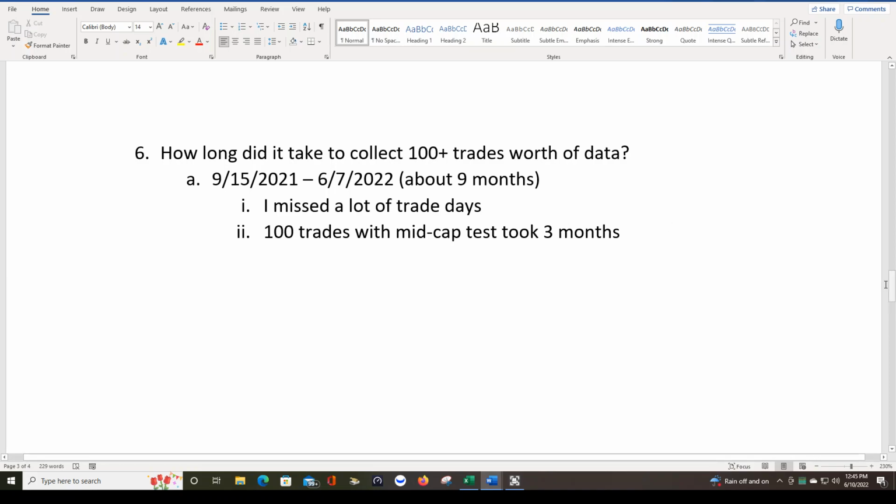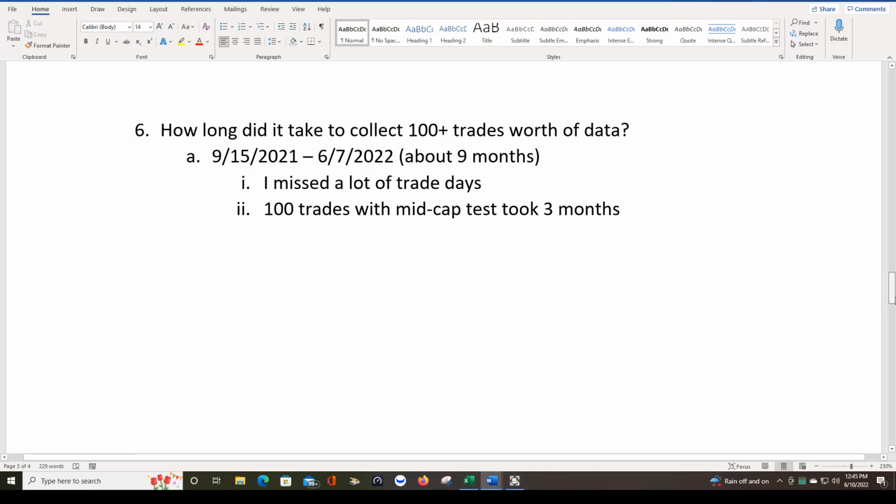So it's doable, and the nice thing about it is at the end of it, you actually have something meaningful, and you haven't blown up your account 2 or 3 times, which I'm sure a lot of traders can do in 9 months.